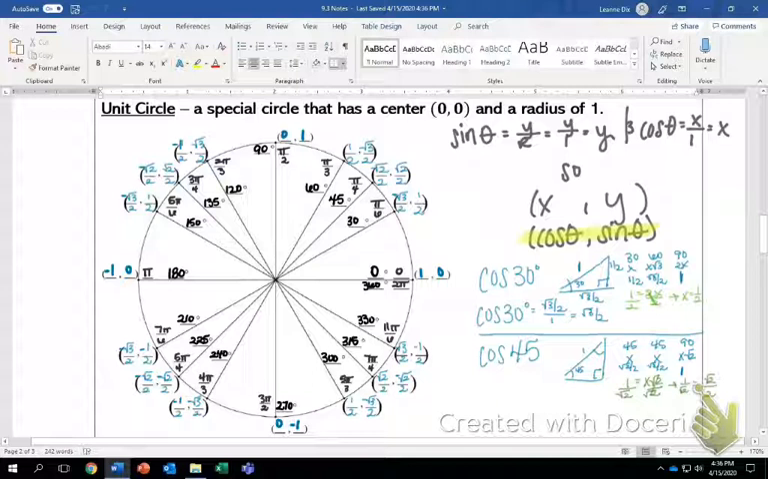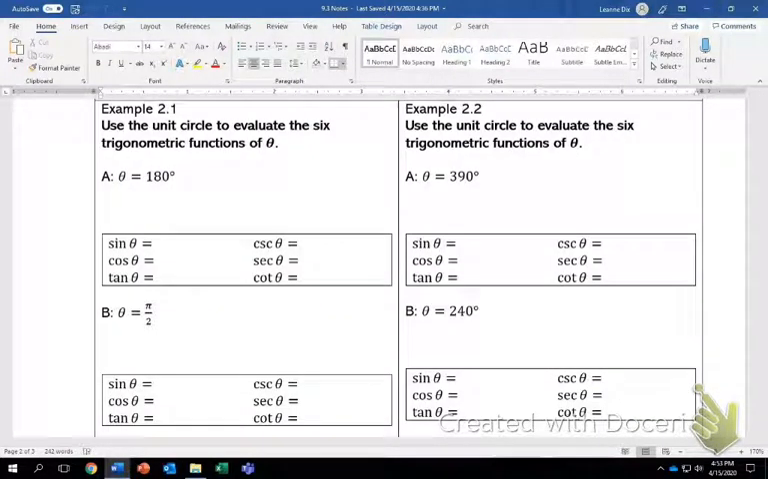All right, so let's do example 2.1 and see how to use this very useful unit circle. All right, so here is example 2.1.